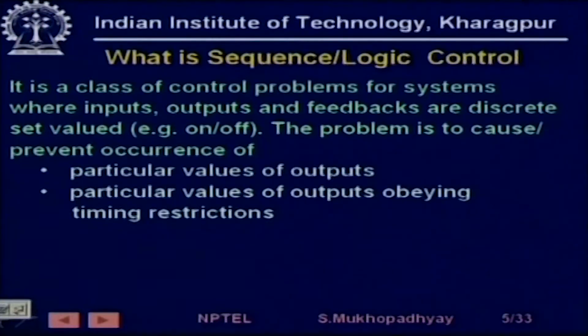Similarly, we could also have timing restrictions. So, you can say that after the train coming sensor becomes on, within 1 minute the gate closed sensor should become on. So, now you are giving some timing restriction. So, you must ensure that the gate becomes closed within 1 minute of the train coming sensor becoming on.